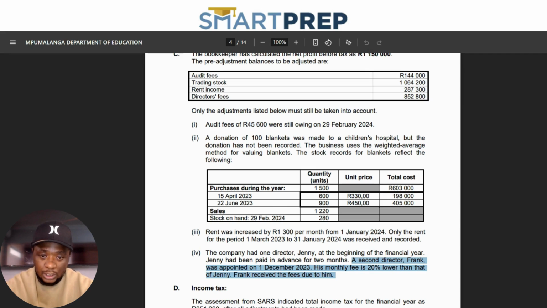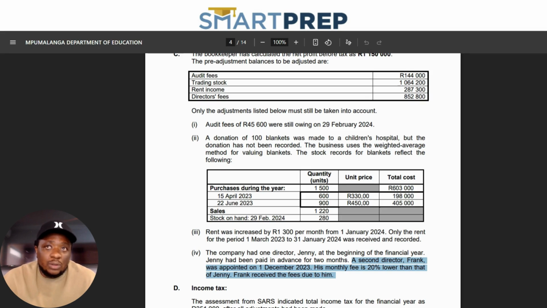So let's look at these directors and see how we can work this out. Okay, so the first director, you can see that they received 2 months in advance. If you receive 2 months in advance, you're not supposed to include that in the income statement. So we'd need to reverse the effect for that particular director. The normal effect of directors' fees is that it decreases profits. But in this case, we have this director that we paid 2 months in advance, meaning that we paid for 2 months that are outside the financial year.